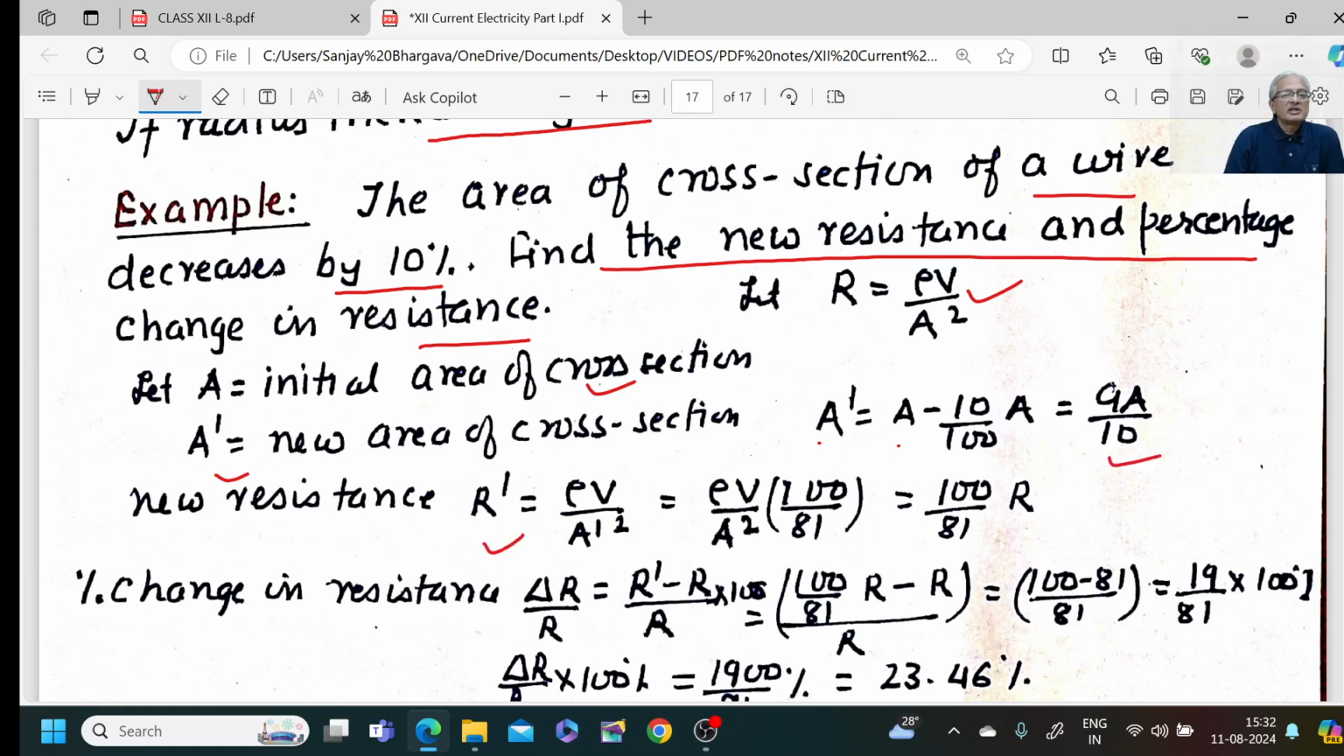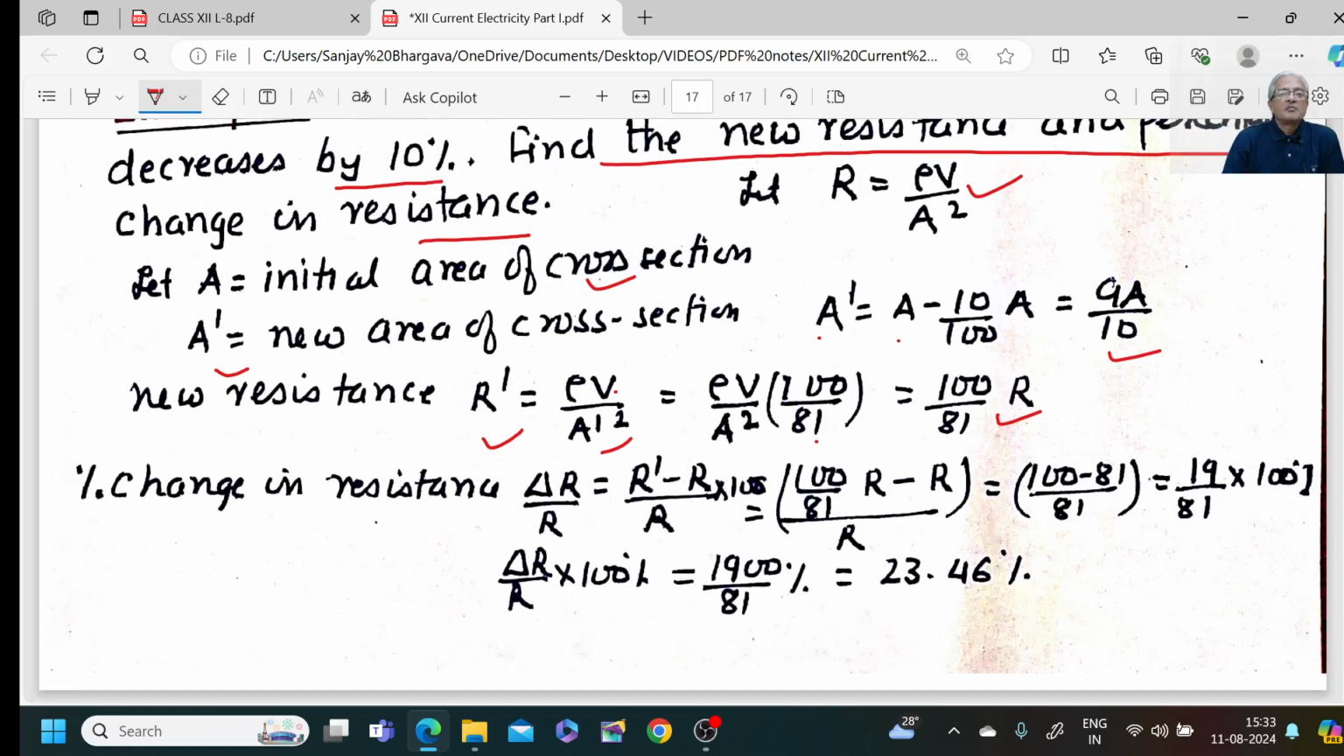So the new resistance R dash would be equal to rho V upon A dash square, that is rho V upon A square times 100 by 81. That is, the final resistance and the initial resistance are just related like this. How do I calculate percentage change of resistance? Percentage change means final resistance minus initial resistance upon R into 100. So 100 by 81 R minus R upon R. This gives me 19 by 81 into 100, and that solution gives me 23.46%.